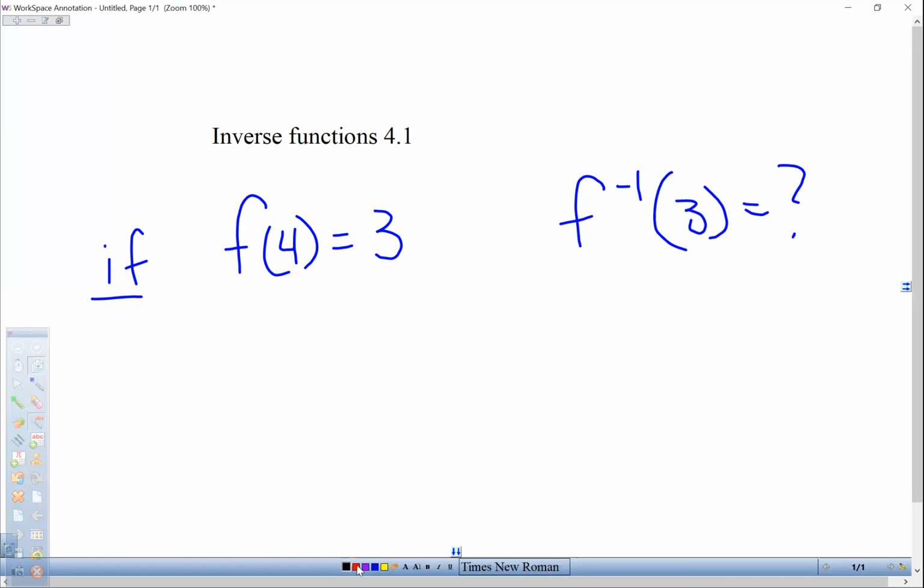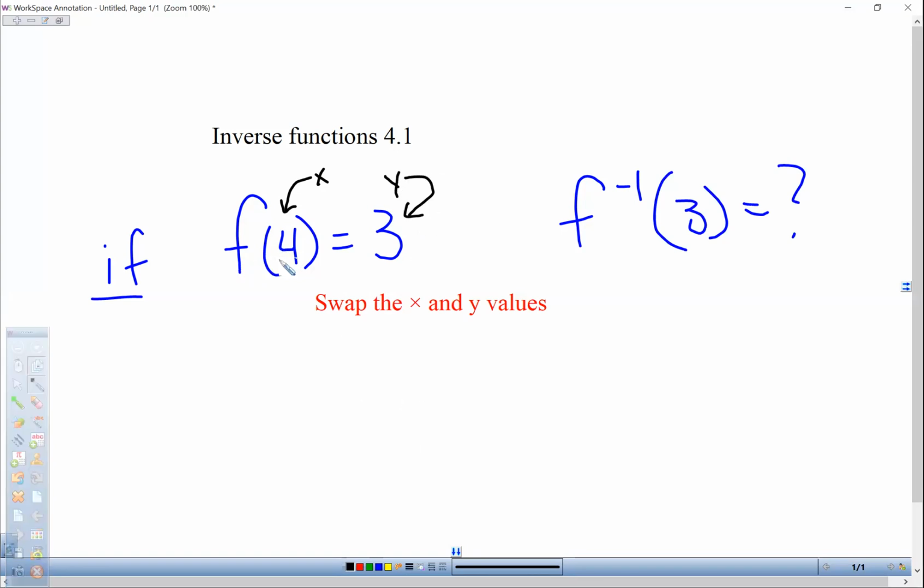And this is really very simple. You will see how simple it is in just a second. Basically, all you're going to do is swap the x and y values. Okay? So the value that we put into the function is x. So over here, 4 would be our x value. The result we get is our y value.